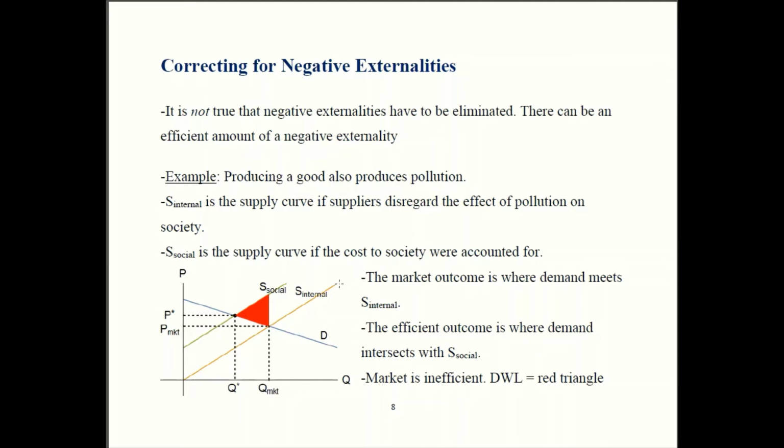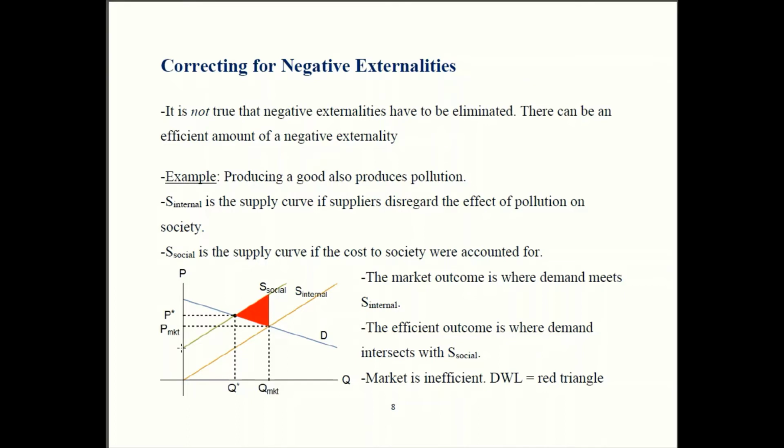S internal is a supply curve if the firm only thinks about its own costs. So the firm thinks about how much does it cost us when we provide more units of this good. They don't worry about how it affects society through the pollution. S social is this supply curve over here. S social would be the supply curve if the firm were to fully account for the effects of pollution on society. So S social includes the firm's costs, but also society's costs from pollution and dirty air.